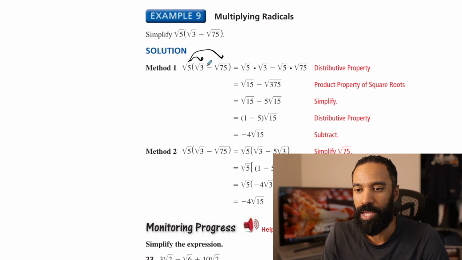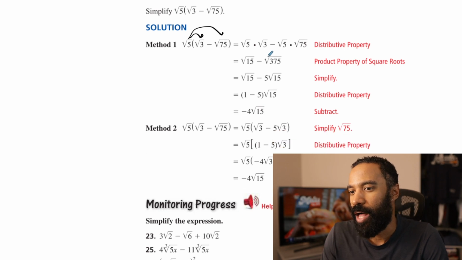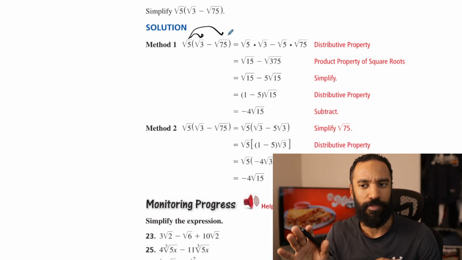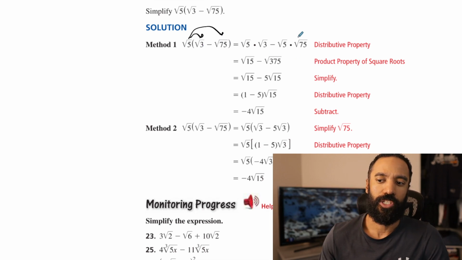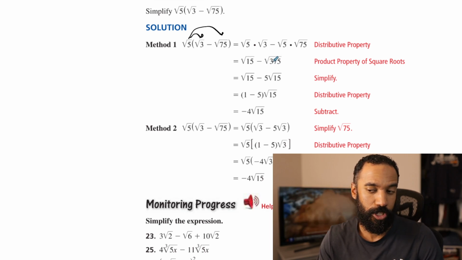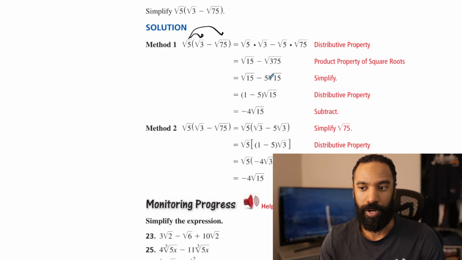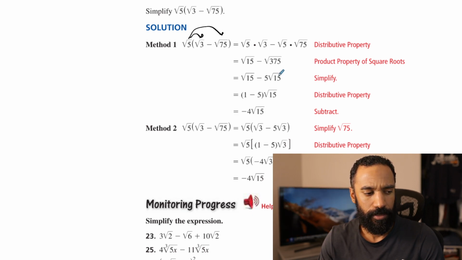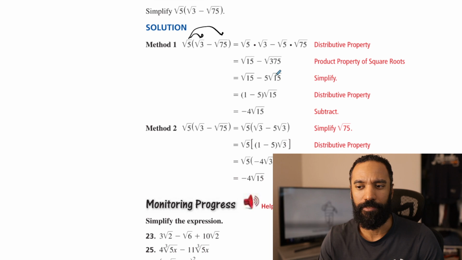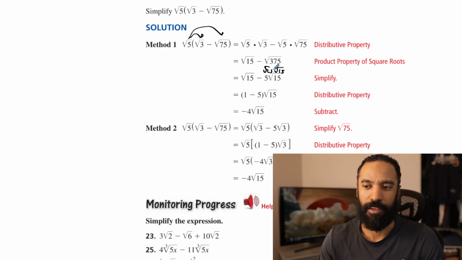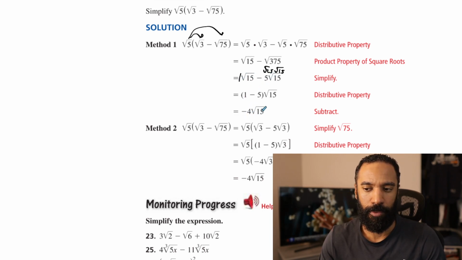Root 5 times root 3, root 5 times root 75. Now, there are a lot of ways we can go about doing this, and I don't know which one's better or worse. I've talked about it in past videos, but something like, listen, we're going to have to simplify things later, like root 375, which is pretty big. Apparently, it's 25 times 15. Wait, did I say that right? I think so. Root 25 times, yes. So root 25 times root 15 is 5 root 15. And then 1 root 15 minus 5 root 15 is negative 4 root 15.